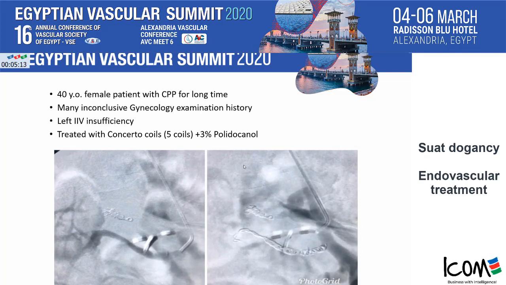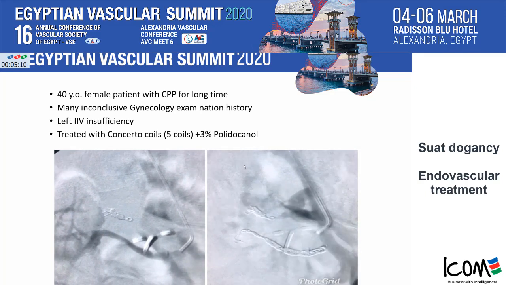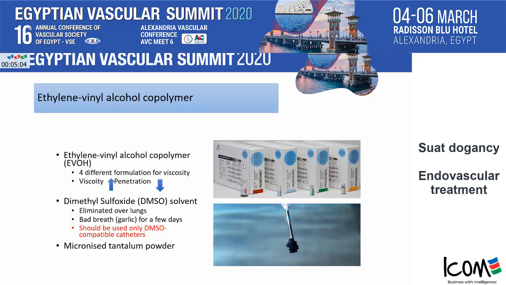This is another patient with internal iliac vein insufficiency. You should always keep in mind that not only the ovarian veins, but also the internal iliac veins can be a source of reflux. You should look for it. And we have another option: ethylene vinyl alcohol polymer, which can also be used.